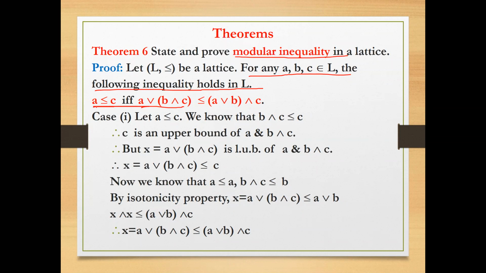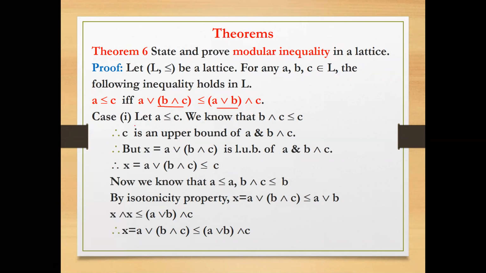If a is less than or equal to c, then the two sides have a less than or equal to relation between them. If you want to remember it, on one side a is joined with b meet c, and on the other side c is met with a join b. The relation stays the same, less than or equal. So this is the modular inequality.